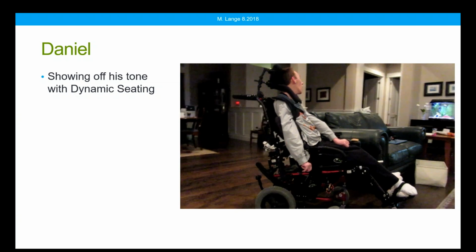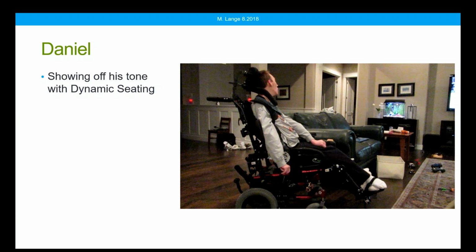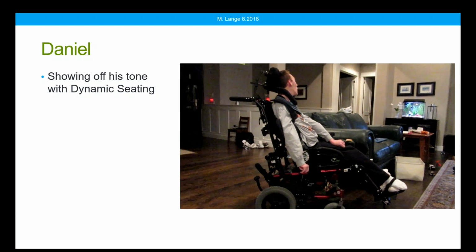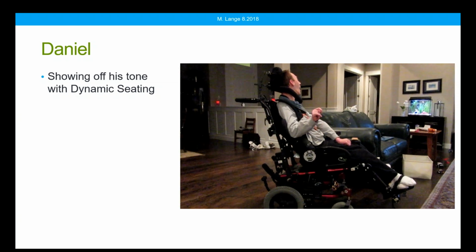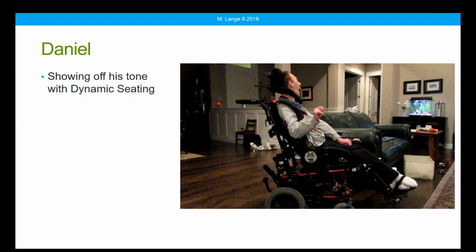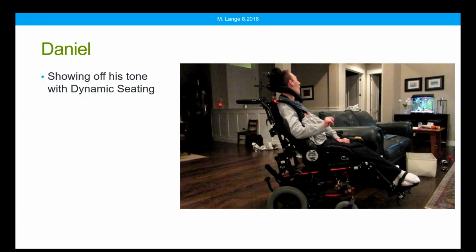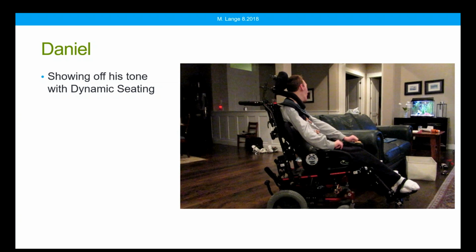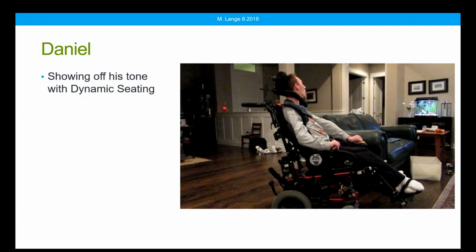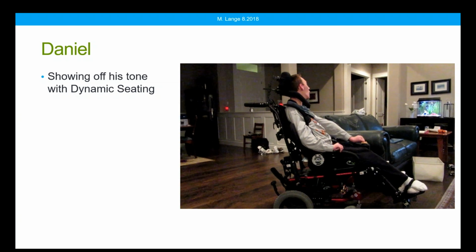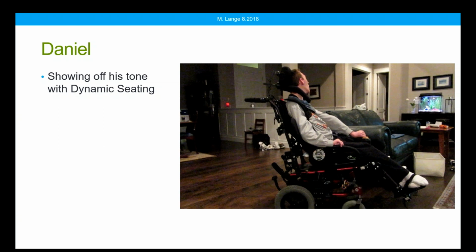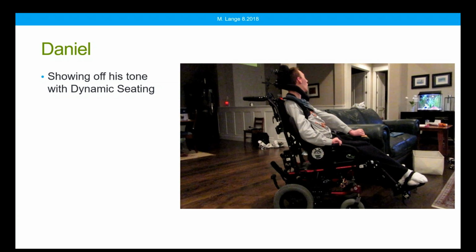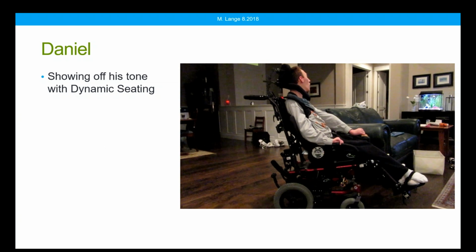So those feet are slowly sinking down. The seat to back angle is closed a little bit, and there he goes again. It's a commercial. It's not so exciting.